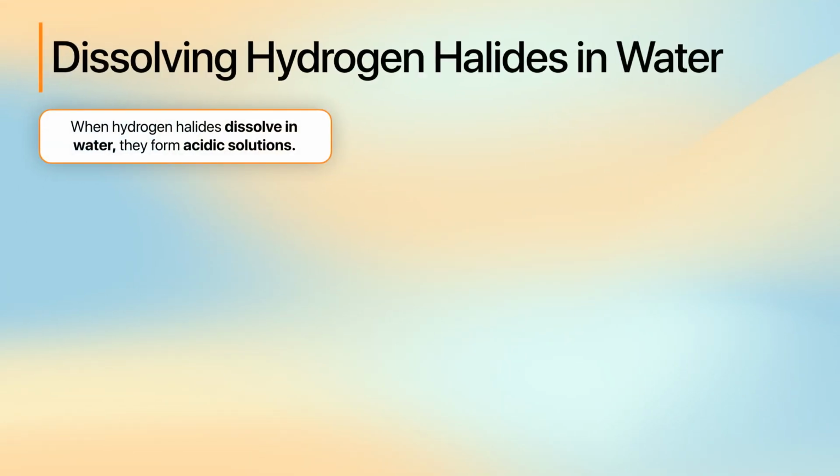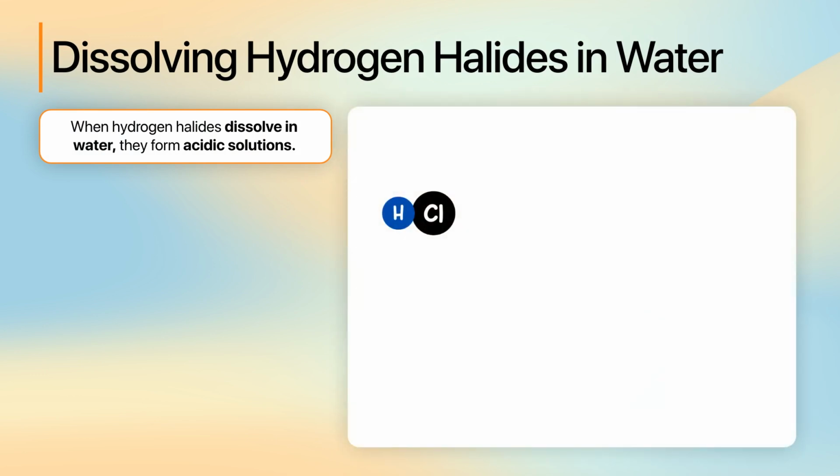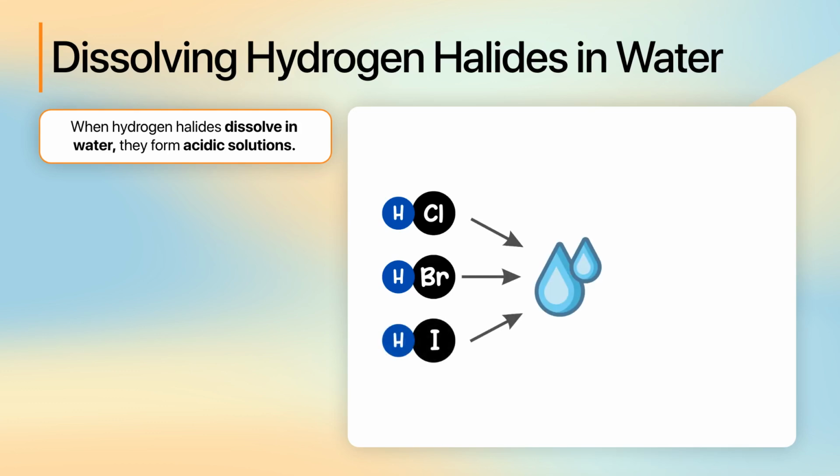When hydrogen halides, such as hydrogen chloride, HCl, hydrogen bromide, HBr, and hydrogen iodide, HI, dissolve in water, they form acidic solutions. Let's explore how this happens and generalize this pattern to other halogens.